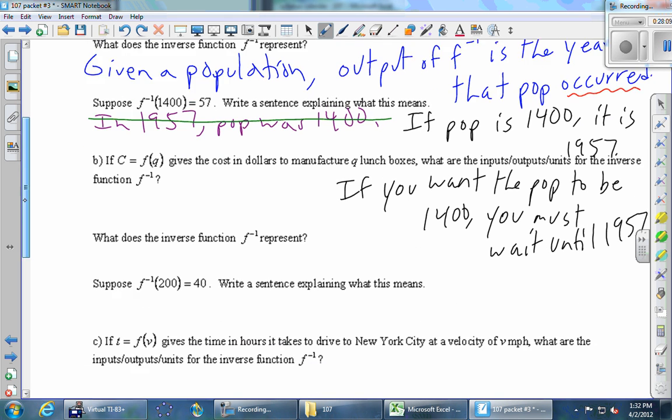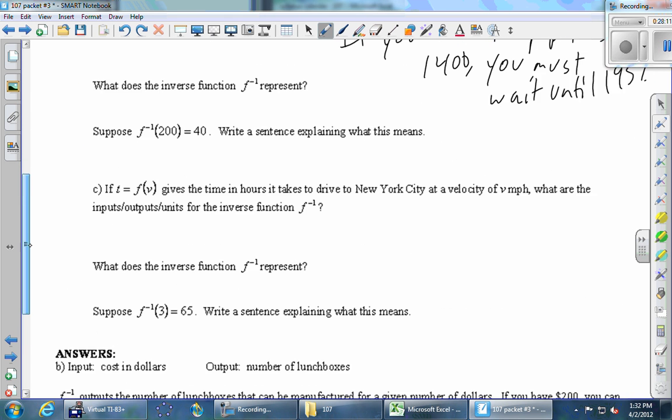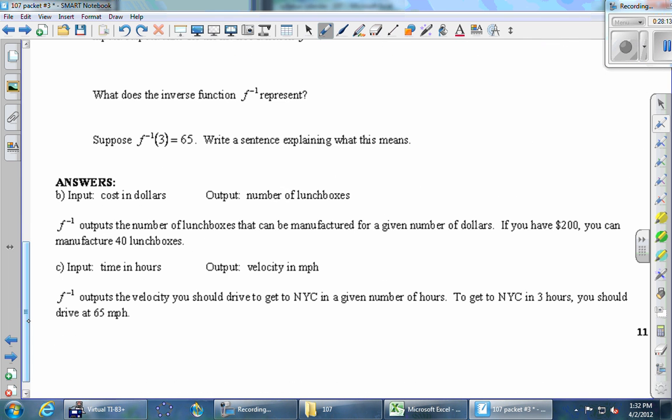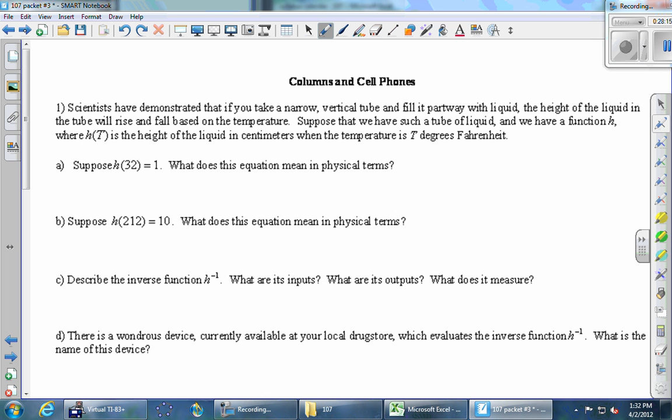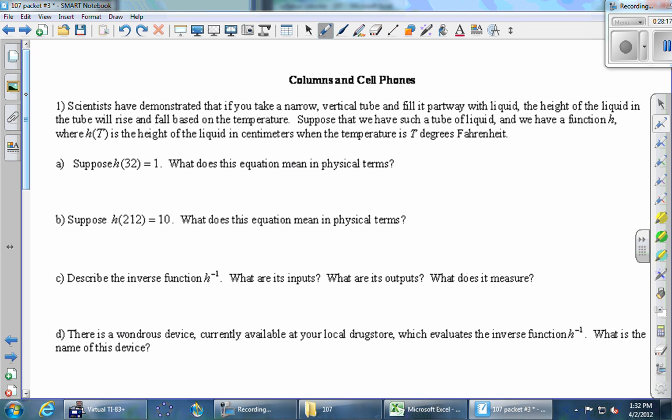All right, so here's what I want us to do. We have two other examples, just like the one we did. There are answers down below. And on the next page is something called columns and cell phones, and you're going to work through all of that. I think that we'll have enough time to do all of this, and then maybe we can start what I had planned for tomorrow. We'll see, but let's see how far we can get in those two things, all right?